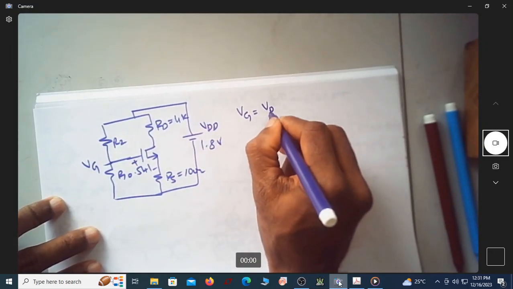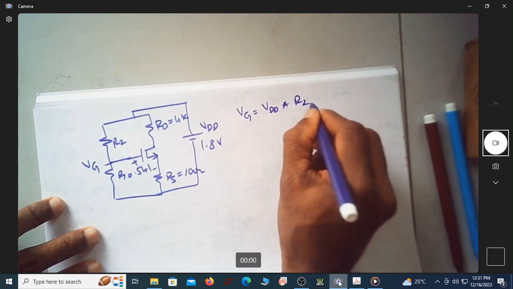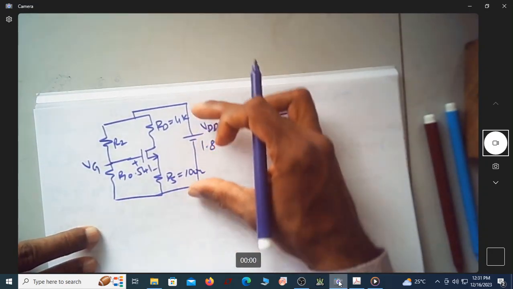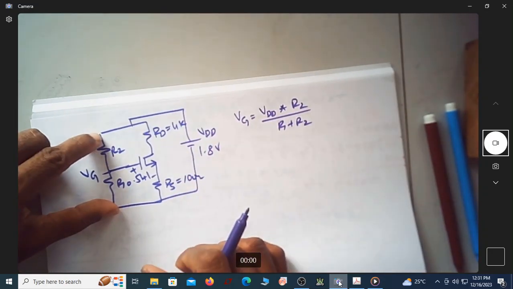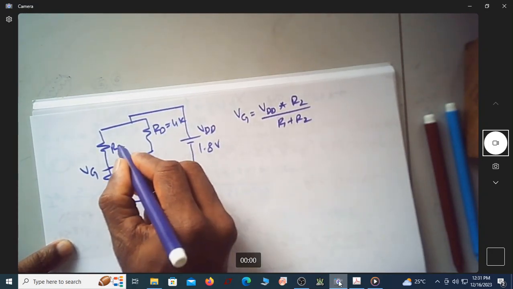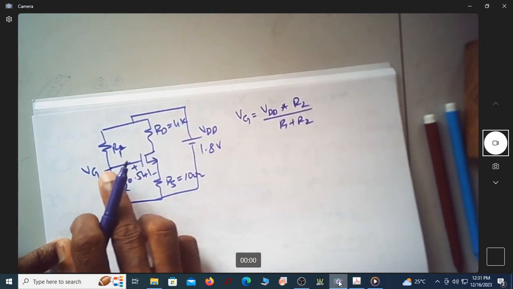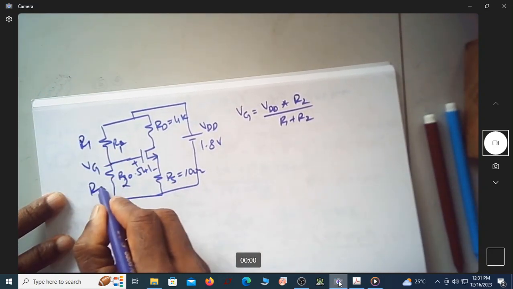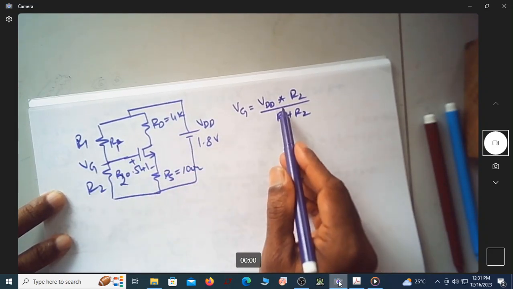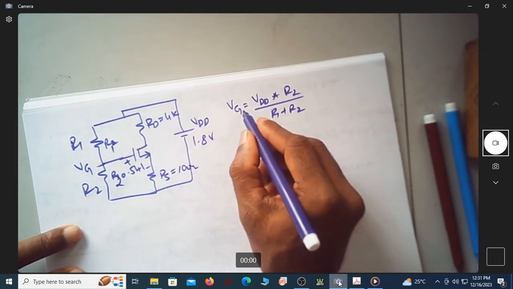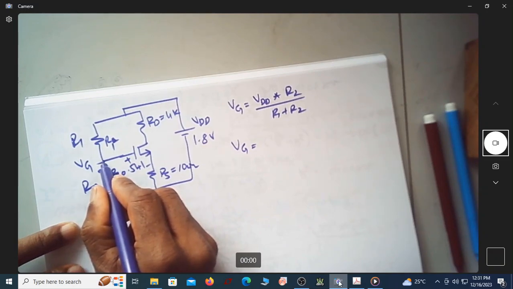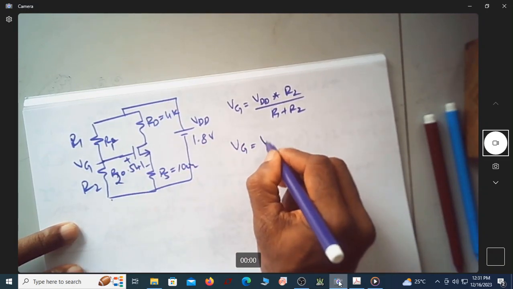Is it not equal to VDD into R2 by R1 plus R2, using that potential divider action? This is the applied voltage VDD, and sorry, this is R1, this is R2. Usually we name this as R1, R2. So if this is R1, R2 and this is VDD, this voltage is this. But we don't know what is VG. So VG is actually the voltage between gate and the ground.